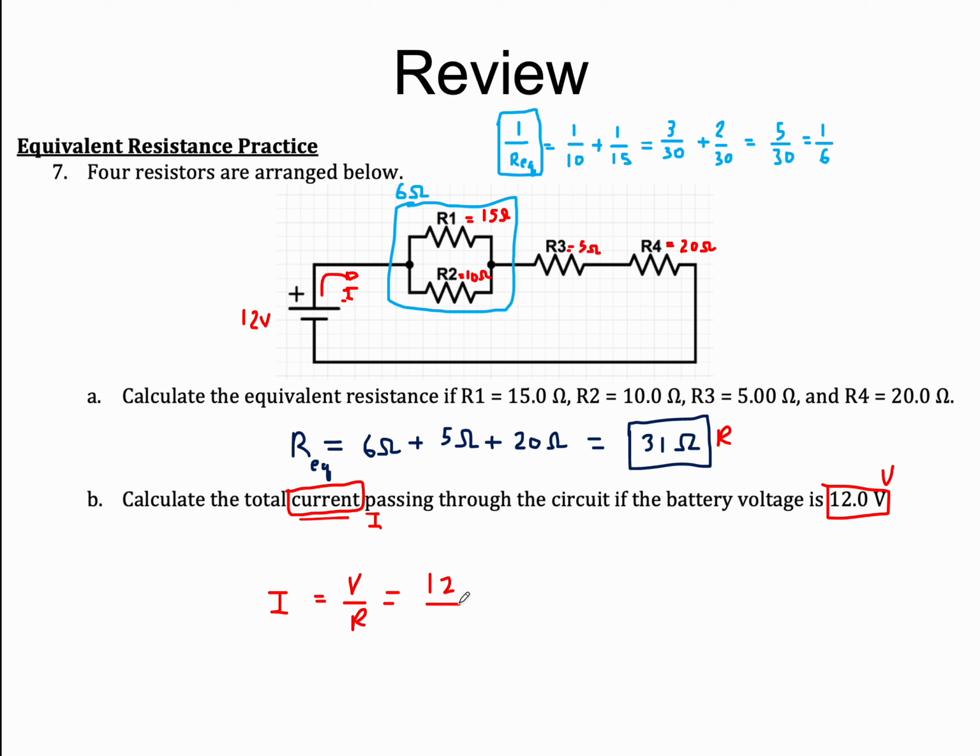What horrible numbers. I know you just solved it. What is it? 0.39. Yeah, we'll just call it 0.39 amps. We probably should go to 3 sig figs, but close enough. And you got it.